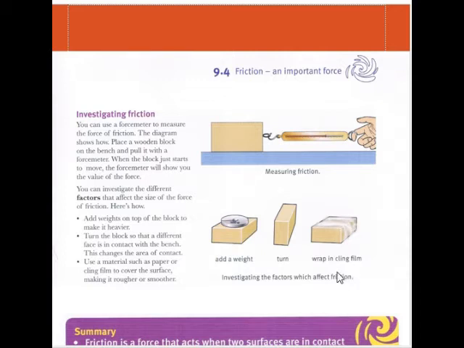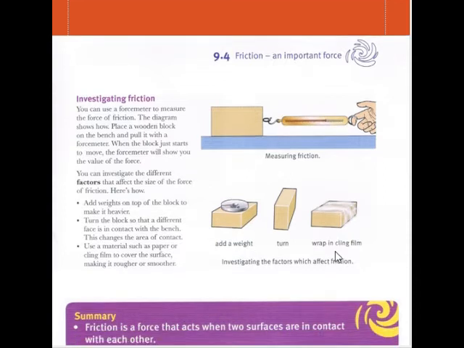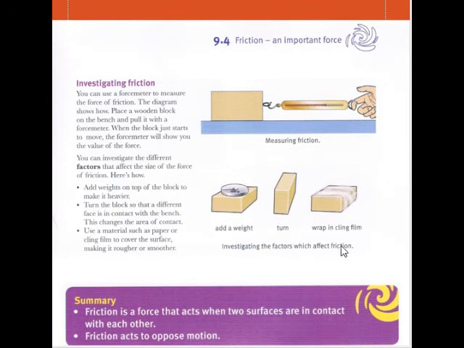From this subchapter, students, we can take a summary. One, friction is a force that acts when two surfaces are in contact with each other. The second one, friction acts to oppose motion, meaning that the direction of the friction force is opposite to the direction of the motion. Okay.